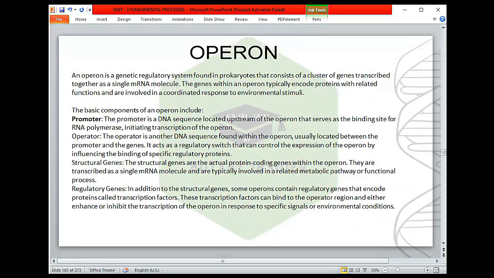Now, an operon is what? An operon is a genetic regulatory system found in prokaryotes, consisting of a cluster of genes that are transcribed together as a single mRNA molecule. These genes within an operon typically encode proteins with related functions. For example, we'll be understanding the lac operon, which contains three main genes: Z, Y, and A.